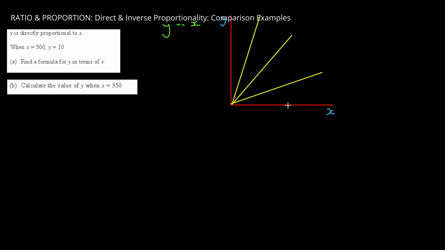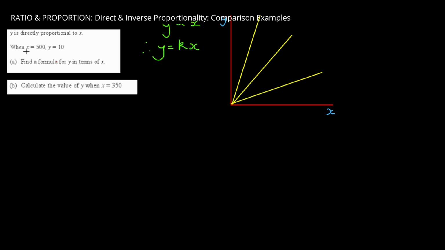So the one thing we don't know is effectively the gradient, which is why the next line should introduce a constant. In these questions, we use k as the constant rather than m, the gradient of a straight line, because it's not always y and x that are given to you. So the next line to write down is therefore y is equal to kx.